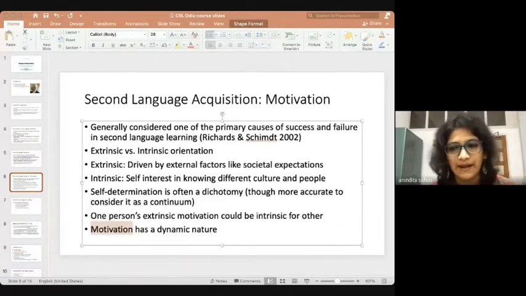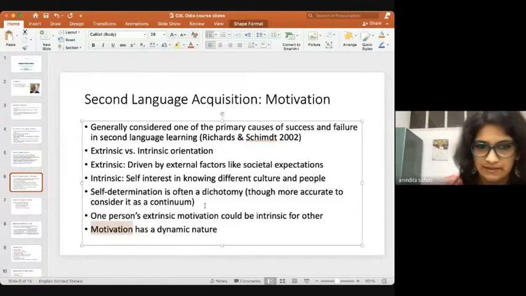But if they are at a stage where they are able to understand what culture is, what recipes and cuisines are, what the practices are, if they have an idea of all of these things, then you can definitely talk about the intrinsic motivation that they would have.